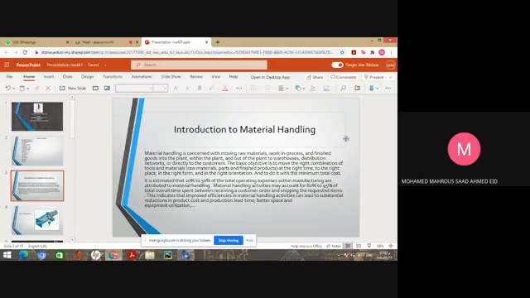It is estimated that 20% to 50% of the total operating expenses within manufacturing are attributed to material handling. Handling activities may account for 80% to 95% of the total overall time spent between receiving a customer order and shipping the requested items. This indicates that improved efficiency in material handling activities can lead to substantial reductions in product cost and production lead time, better space and equipment utilization. Mohammed, go for your next slide.